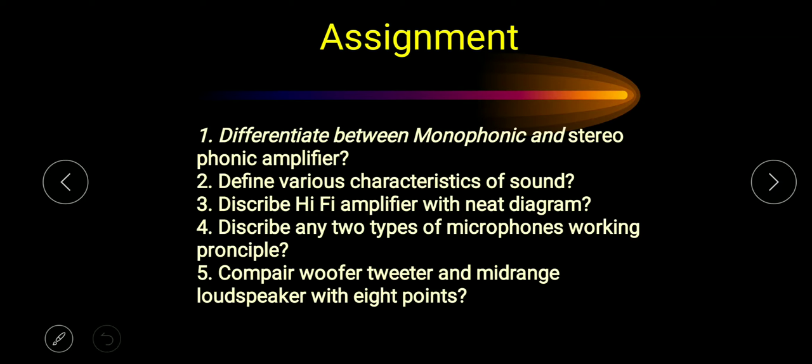Now this is the final slide for this particular session. You have to solve this assignment by seeing and searching in this particular PPT. You have to distinguish between monophonic and stereophonic amplifier. You have to define various characteristics of sounds. You have to describe a hi-fi amplifier with a neat diagram. You have to describe any two types of microphone working principles. Compare woofer, tweeter and mid-range loudspeaker with at least 8 points.